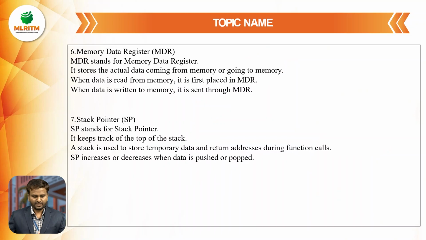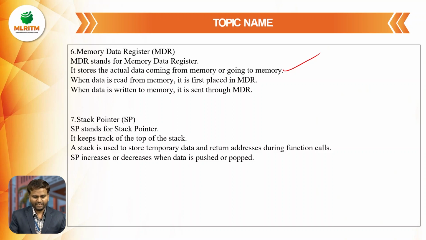And the next register is the memory data register. It is also one type of register. MDR stands for memory data register. It stores actual data coming from memory and going to memory. That means we give the data that will be stored in the memory, and again it will be processed through the memory also. So it is called coming from memory and going to memory.